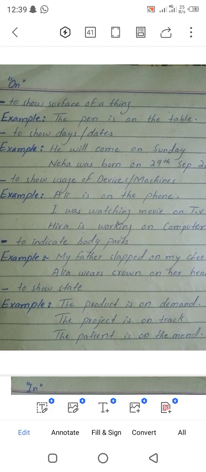What's the state of the picture? The picture is above the fireplace.